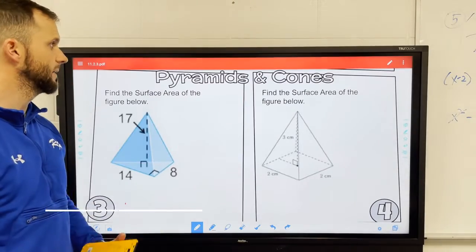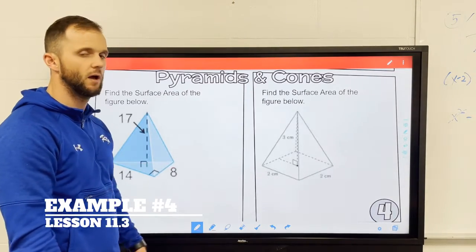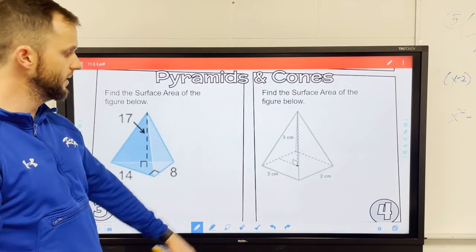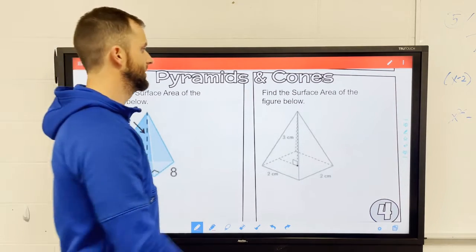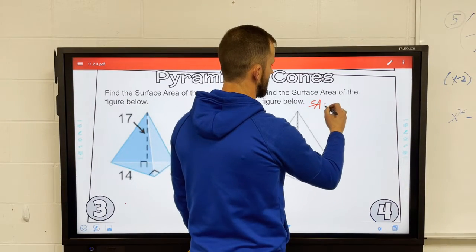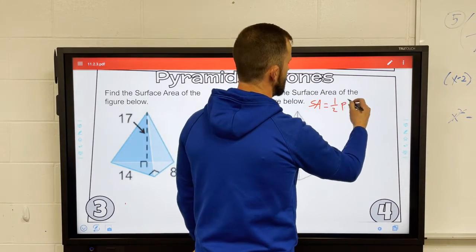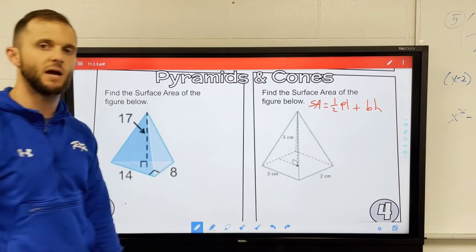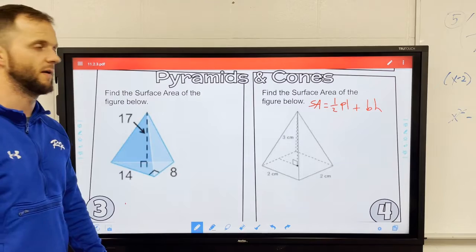All right, lastly on example number 4, it says find the surface area of the figure below. It looks like I have a square pyramid because I have a square on the bottom. So that means I'm going to use that formula up in the top left-hand corner again. So to find surface area of a pyramid, I'm going to do 1/2 PL plus the area of the base, which in this instance is going to be base times height because it is a square down there, okay?